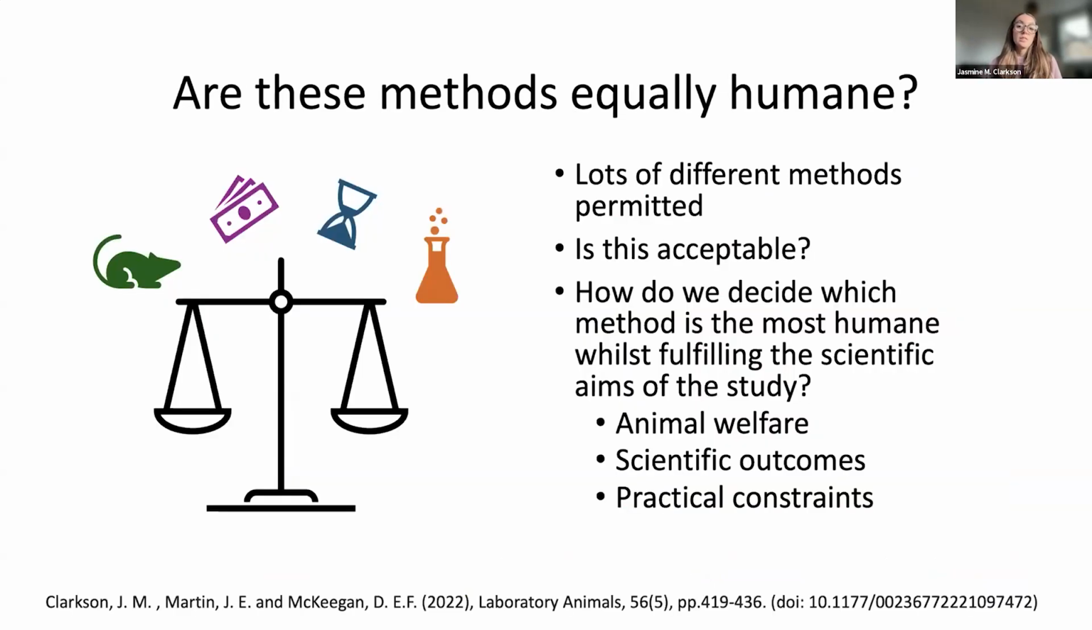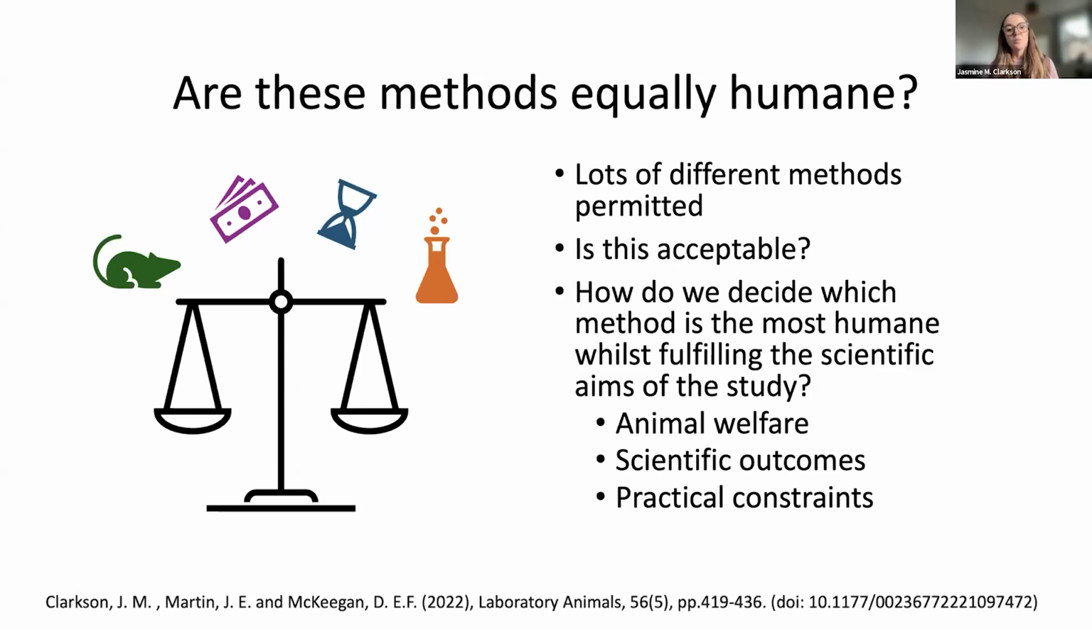There are lots of different permitted methods, which often don't form part of the harm-benefit analysis when we're ethically reviewing the programme of research. A lot of focus tends to be on how the animals are kept and what the harms associated with the scientific procedures are. Particularly in the UK, the humane method of killing doesn't formally form part of that harm-benefit analysis. Therefore, it got me thinking, is that acceptable?